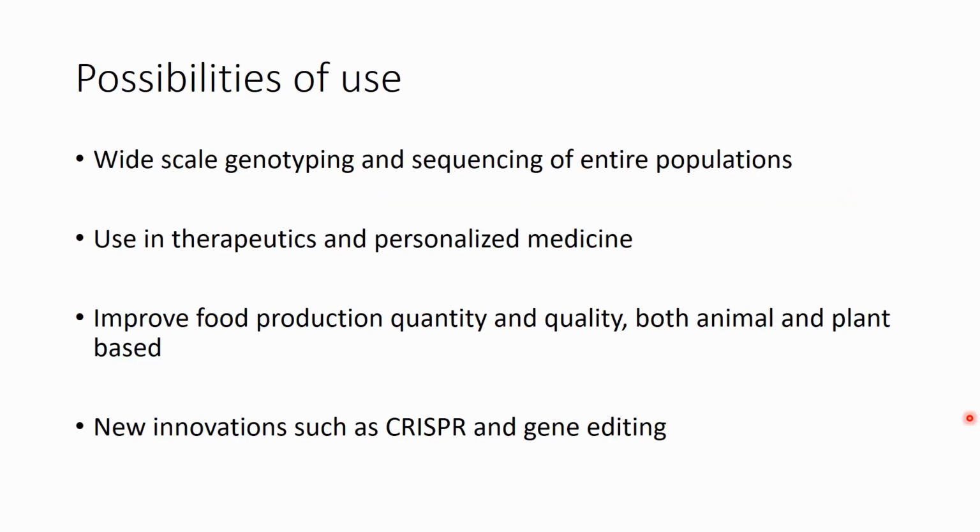So what this means for us is that we can use genotyping and sequencing on an extremely wide scale, genotyping entire populations. In human medicine, we can use it for therapeutics and personalized medicine. In agriculture, of course, we can improve the quality and quantity of the food we produce, both animal and plant-based. And we open the gate to new innovations such as CRISPR or gene editing, which can push the boundaries of science and our possibilities even further.